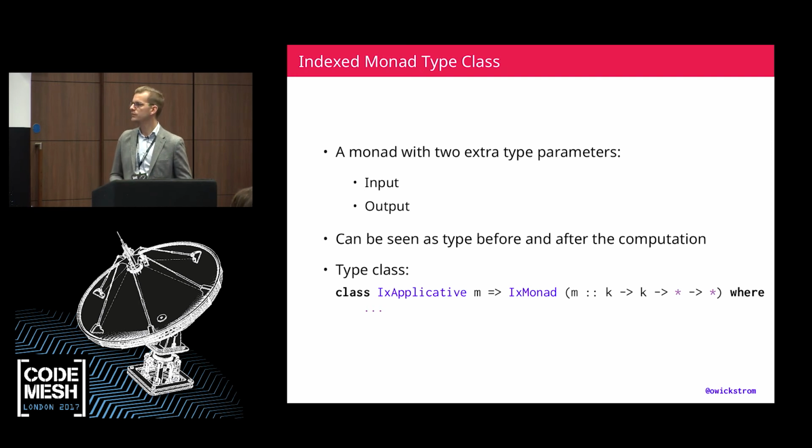So it says, like, the M takes two indices of any kind and a type, that's a return value, and gives you back a type.